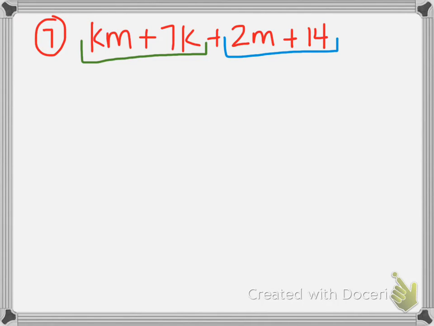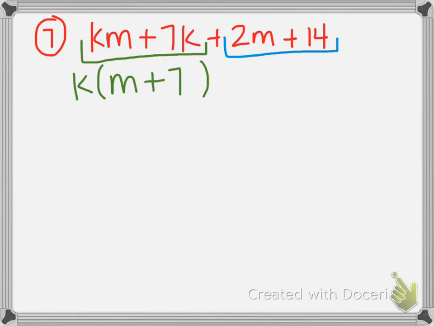And so what I'm going to do is I'm going to look for a GCF of each of the 2 groups. My GCF for the k times m plus 7k, if you notice, I can divide both of those terms by k. So I write k as the GCF, and then inside the parentheses, I write what I get when I divide both terms by k. So I'm going to get an m plus 7.